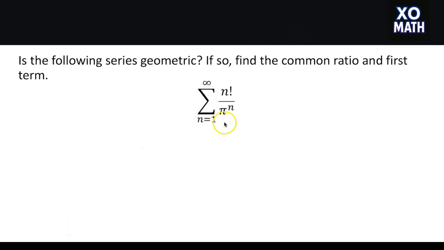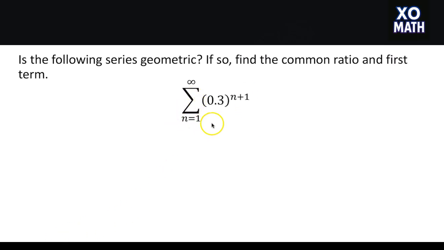Here we have the sum of n equals 1 to infinity of n factorial over pi to the n. So that n factorial really automatically tells us that we do not have a geometric series, even though pi to the n, that piece is exponential, so I have a number pi in the base and n in the exponent, that part, you know, leads me to think about a geometric series, but it can't have the n factorial there. So for that reason, this is not geometric, and we don't need to do anything else.